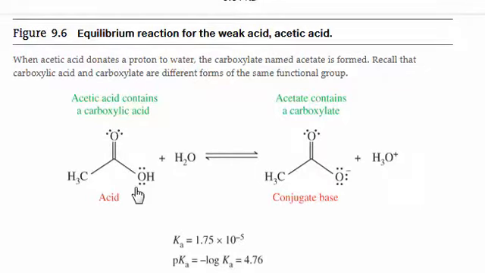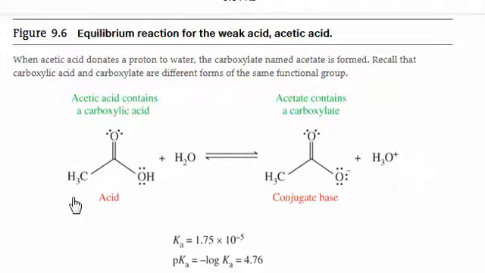Carboxylic acids are common acids, and we may recognize the carboxylic acid functional group as a carbonyl carbon that's bonded to a hydroxyl group. The hydrogen on the hydroxyl group is the acidic proton, and when that proton is donated, the conjugate base of a carboxylic acid is a carboxylate anion with a negative charge.